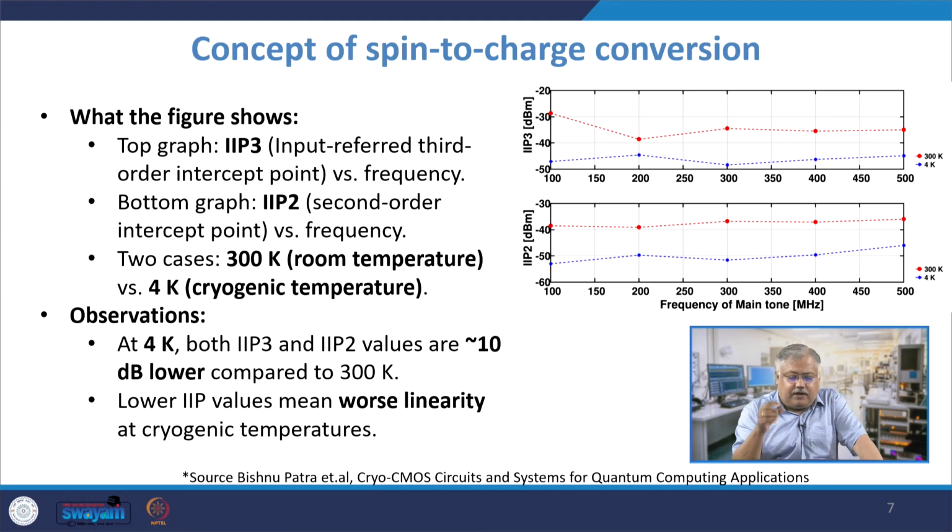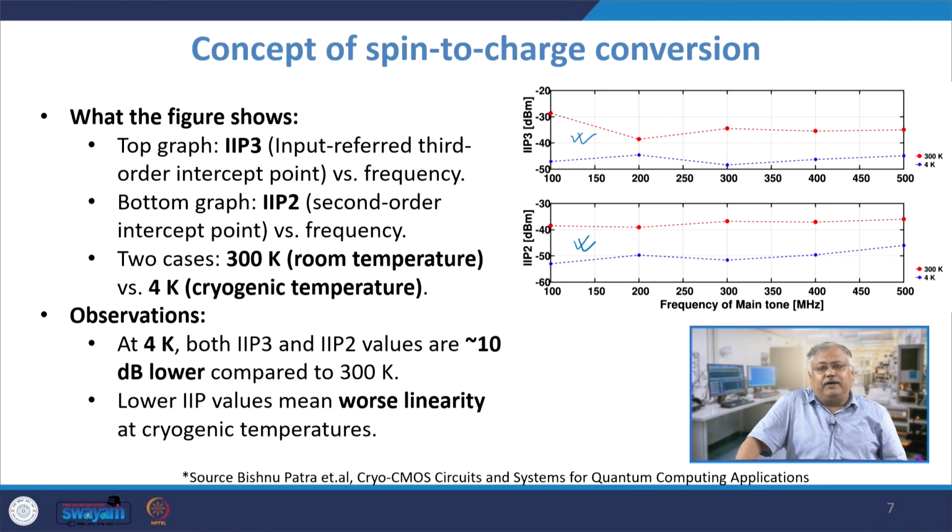Typically at 4 Kelvin, if you look properly, both IIP3 and IIP2 show approximately 10 dB lower value as compared to 300 Kelvin, which means that lower IIP values indicate relatively worse linearity at cryogenic temperature. This is a major problem you face when you design low noise amplifiers, or any frequency dependent circuits you want to design in a readout circuitry.